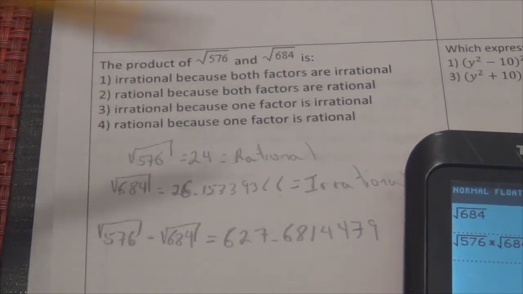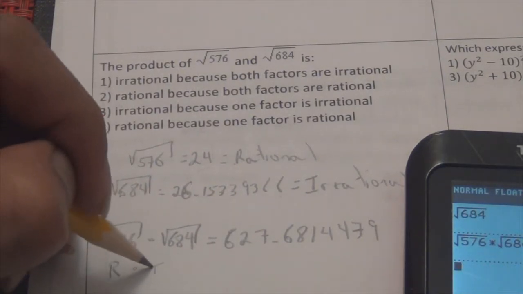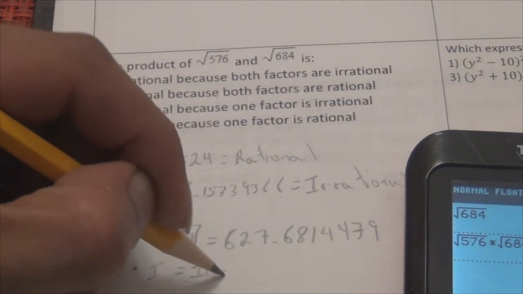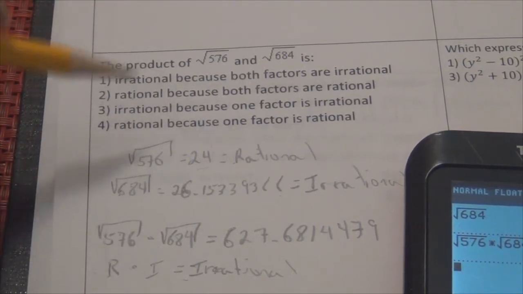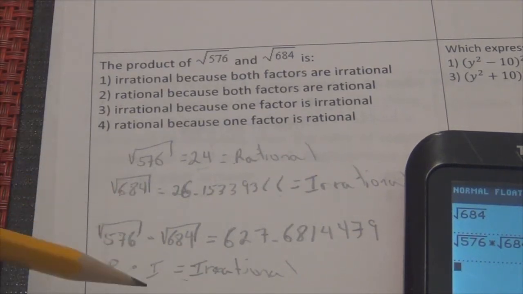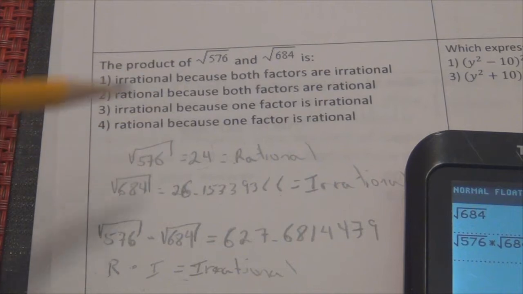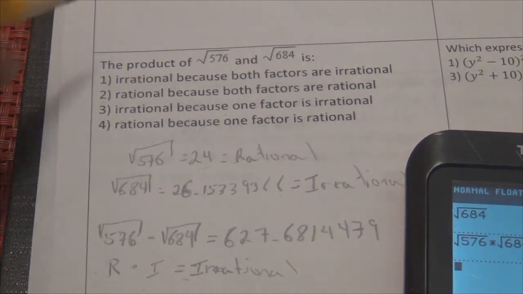What do I know? I know that the product of a rational number times an irrational, in other words, rational times irrational, will always be irrational. If you have a rational times a rational, you're going to get rational. If you have an irrational times an irrational, like square root of 3 is irrational, if you multiply it by itself, you're going to get the square root of 9, and then you get 3. So the product of two irrationals could be either. But the product of a rational and an irrational has to be irrational. So it's going to be irrational because one factor is irrational.